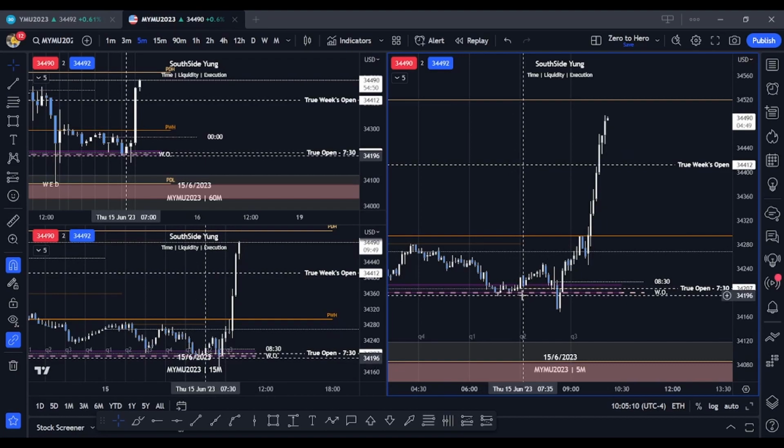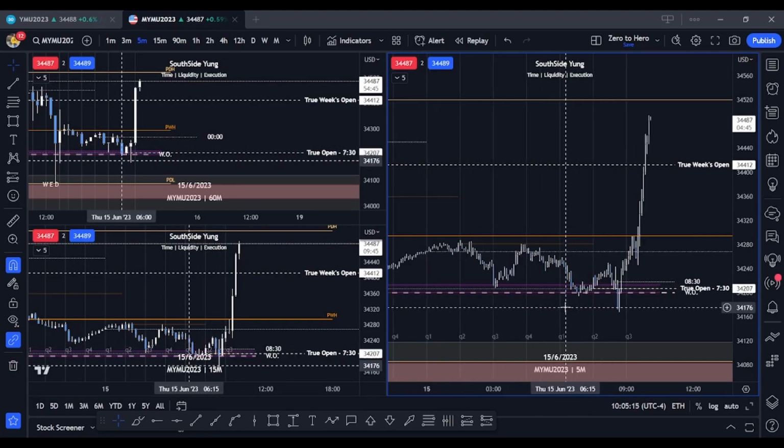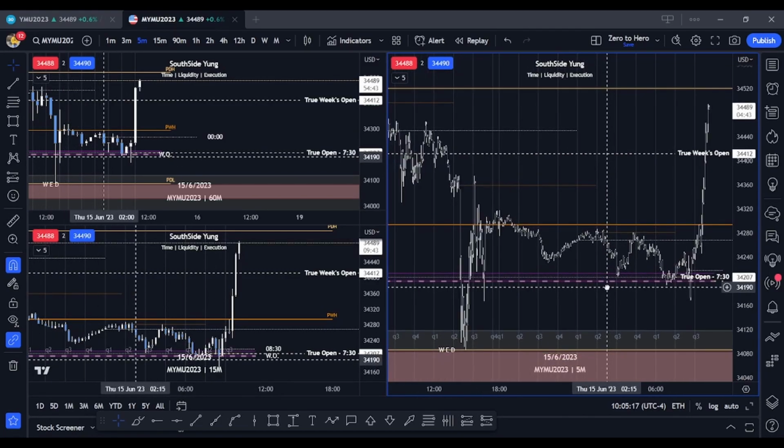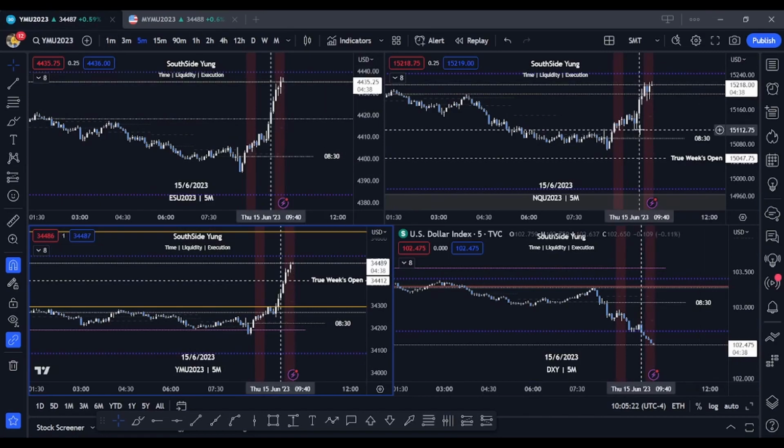Starting from like 7 o'clock, 7:30. I should have seen this manipulation down as something, but I couldn't find a higher time frame PD array to support price bullish, so I had to frame bearish here.